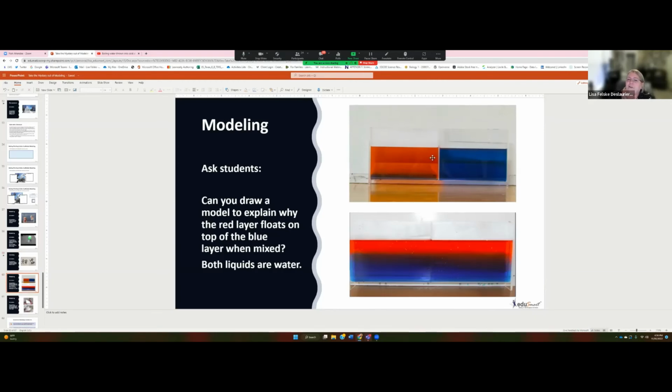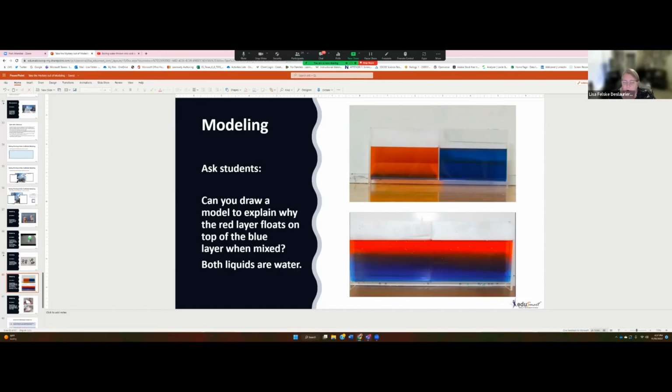Here's another example. This is a before and after. These are two liquids with a gate in between them. And when you pull the gate out, the red layer floats on top of the blue layer. Both liquids are water. So can you draw a model to explain why one of them floats on top of the other? So this is beyond a simple density. Okay, this is getting into temperature. You probably already know that one of these is hot and one of them is cold. And so if they're both water, how can hot water be less dense than cold water? What does it look like?